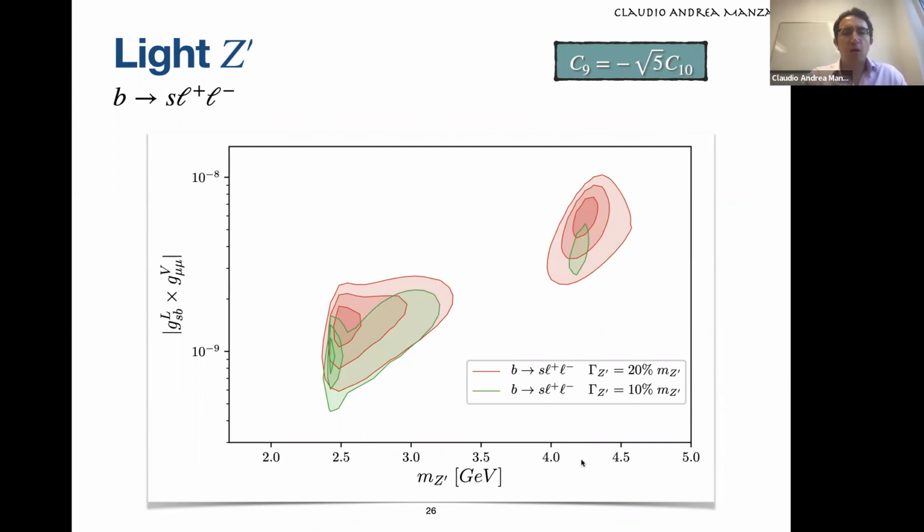So the main goal in the following is to look at the bounds on this coupling to see if these regions are allowed or already excluded by current data. And let's start in particular from the coupling to B and S quarks.